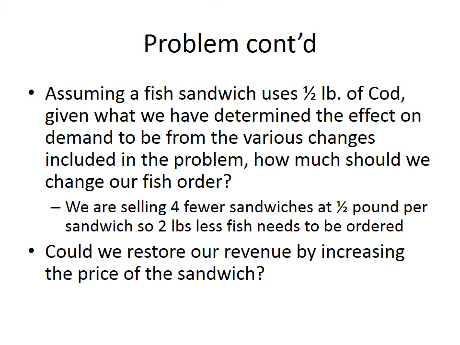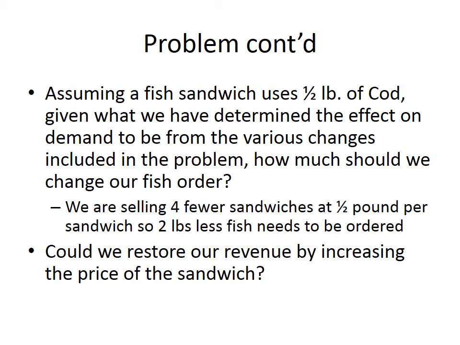Okay, what does that mean? We need 2 pounds less fish. 4 sandwiches would be 2 pounds of fish, because we've dropped our demand by 4 sandwiches. We need 2 pounds less fish, right? Simple enough. Now the question is this, and this is kind of big casino. This is the $64,000 question.